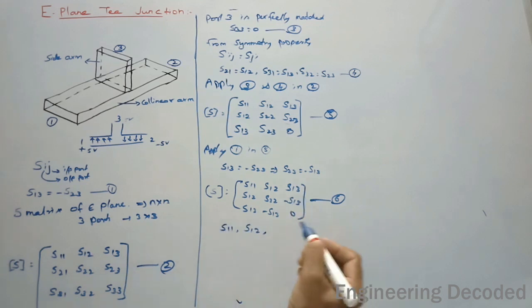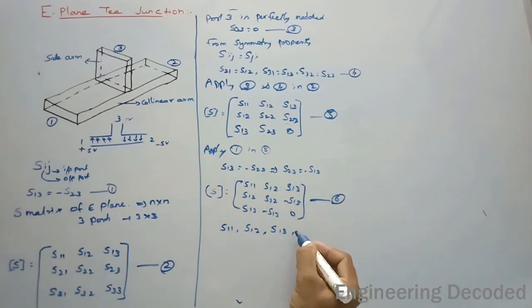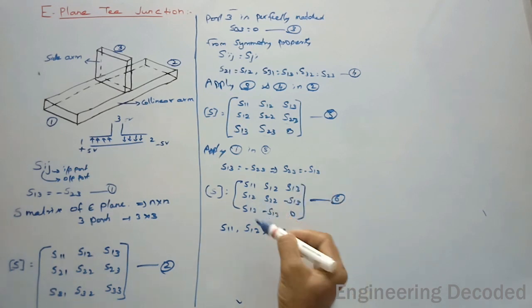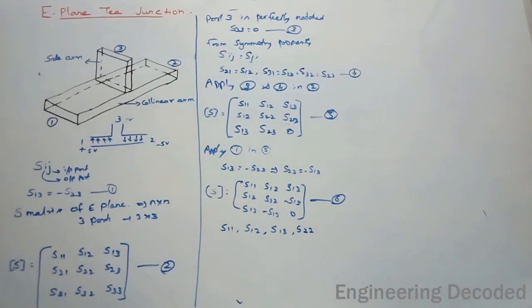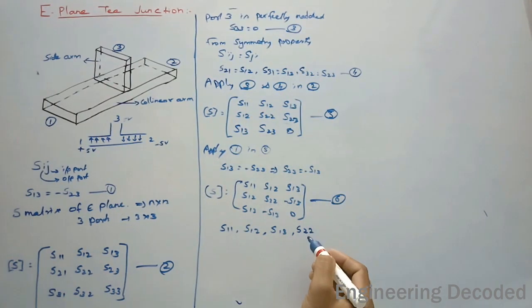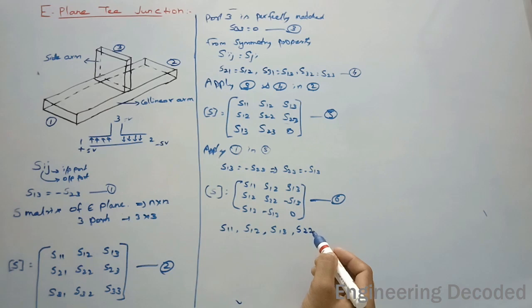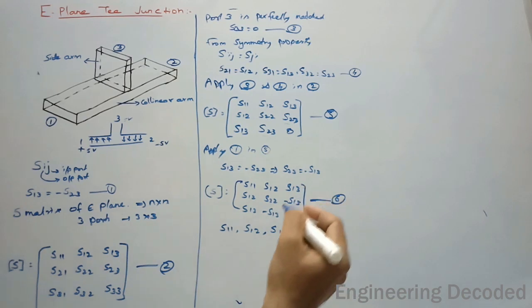S12 is an unknown. S13, it is here, here, here, here. So 4 times S13 is there. So S13 is an unknown. Then S12, we have already written. S22 is an unknown. So when we are starting from here, we have 9 unknowns. Now, by using these conditions, we have reduced it to 4 unknowns. Now, our aim is to find out these 4 unknowns and to replace it in their positions.